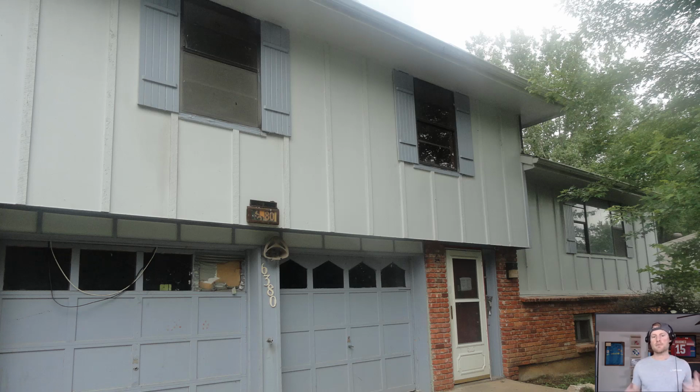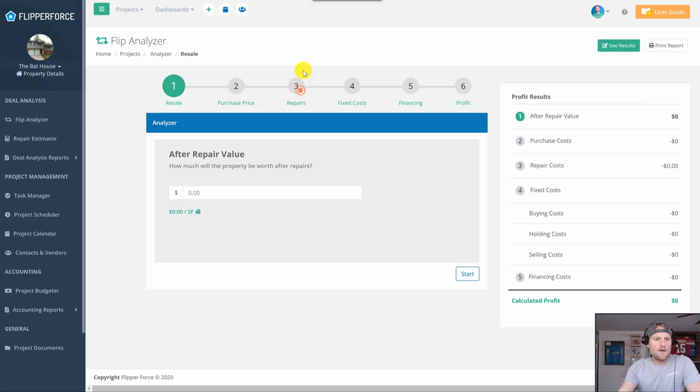Let's start by plugging in some numbers into our Flip Analyzer to see how much we should offer for this property. So I've got our Flip Analyzer tool open here in our Flipperforce software, and you can see it's a step-by-step process to analyze a deal. We've got 6 steps in the analysis process.